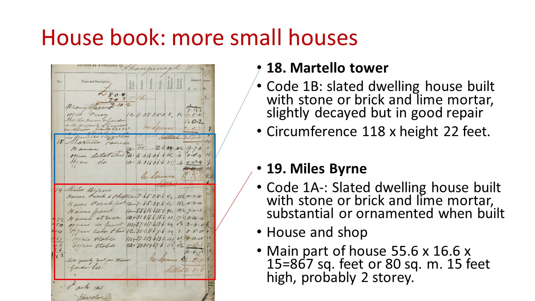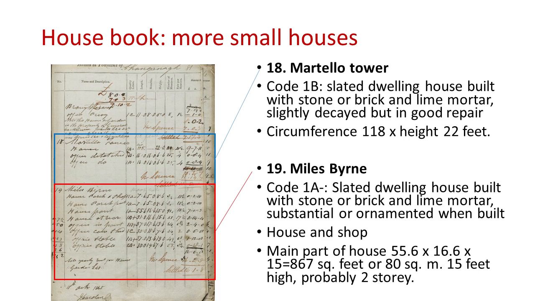It's more small houses. Here you have the Martello Tower, which is described as a slated dwelling house. I was surprised that the Martello Tower had a slated roof, but maybe it does. Slightly decayed, but in good repair. It wasn't very old at this stage, but I suppose it was 40 years old. And its circumference was 118 by 22 feet. I'm afraid I was completely unable to do that kind of sum. I would have known a long time ago, but not now.